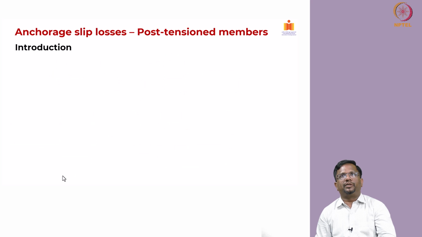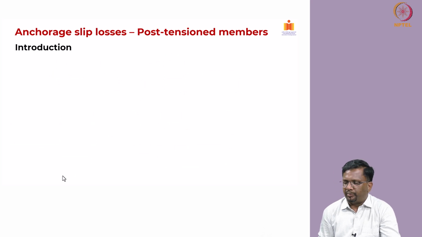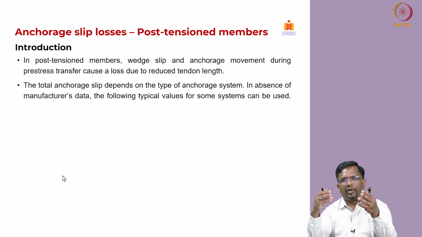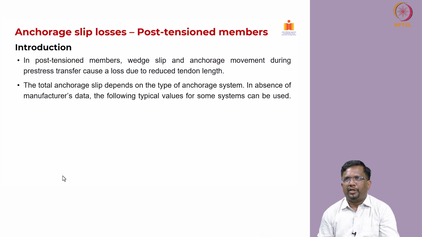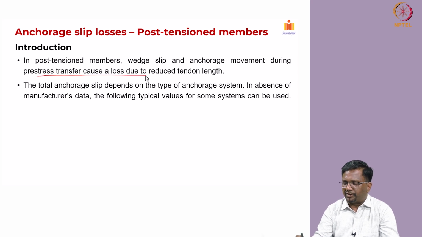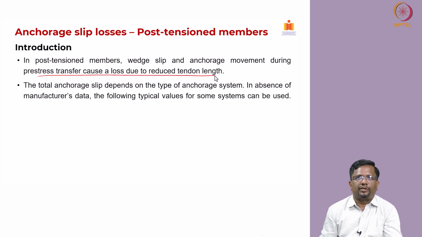Now, let us get into the anchorage slip loss in a post tension member. What is an anchorage slip loss? In post tension members, the wedge will slip. When you do that, the wedge will go and sit on the anchorage, and then the anchorage movement will happen in the anchorage block. That will create a loss in pre-stress due to the reduced tendon length.